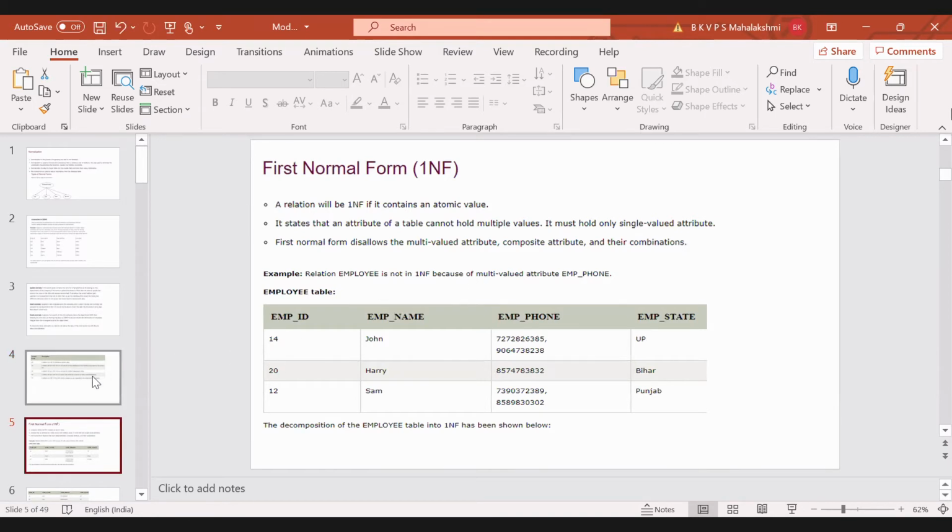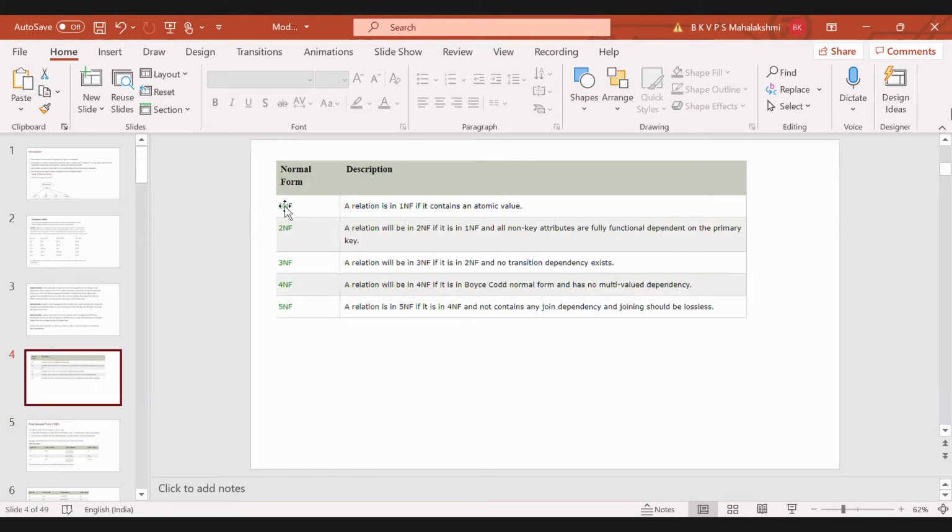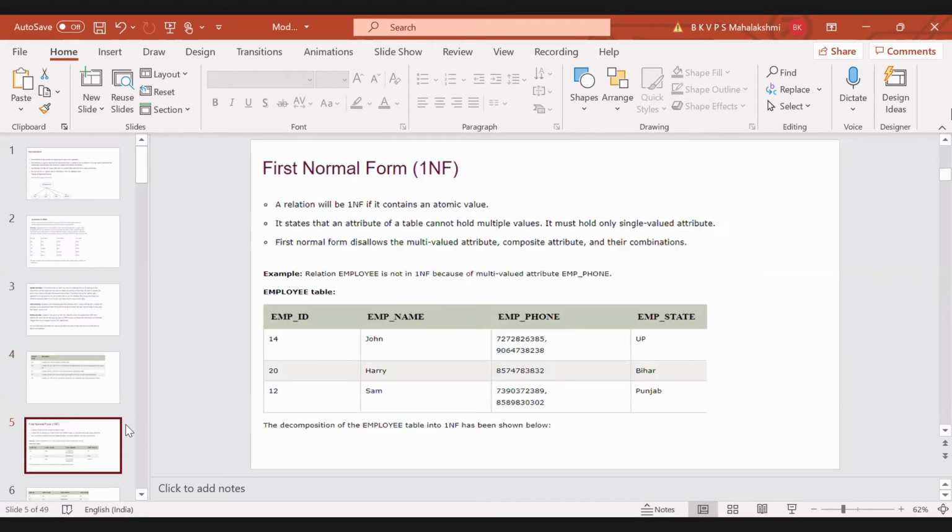Yeah, this is the example. So I told you just about 1NF, right? So we'll discuss 1NF first. See here, this is the employee table, and employee phone has two values. So that means it's a multi-valued attribute. According to the property of 1NF, it should contain only atomic values.